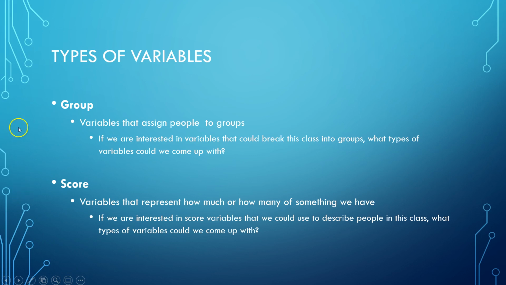Your book does talk a lot about group versus score variables, and this is quite important. This is how we will talk about types of variables in this class, mainly because it simplifies our ability to decide what statistical test we're going to use. The simplest way to break down your type of variable is that either it is a group variable or a score variable. And a group variable is a variable that assigns people to groups. So any kind of named groups.